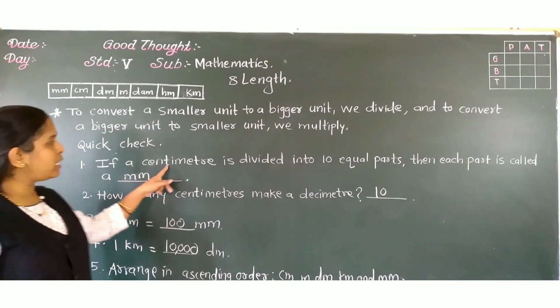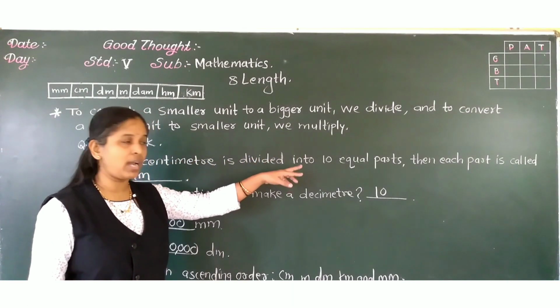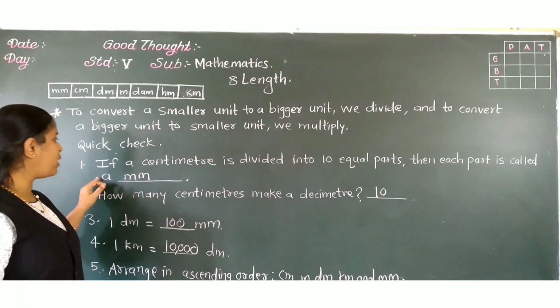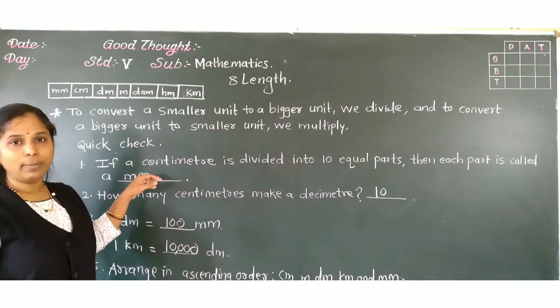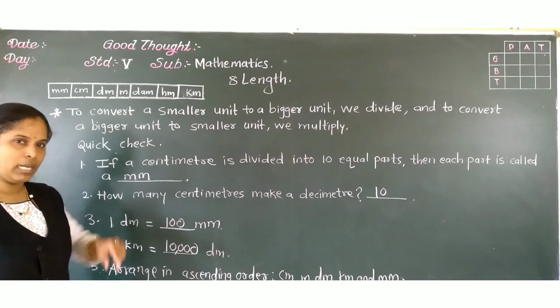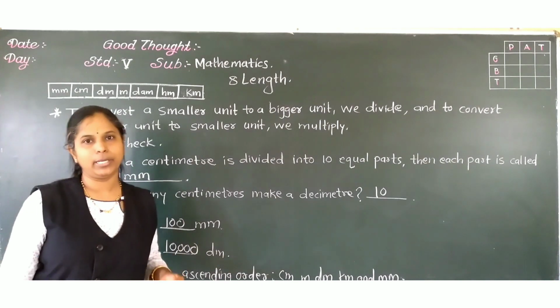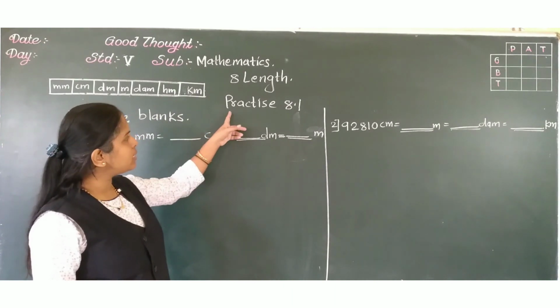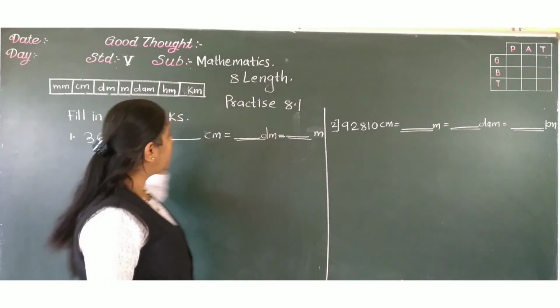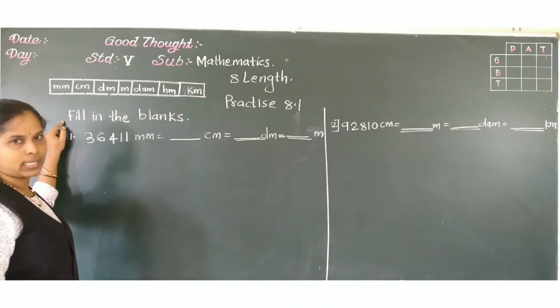If a centimeter is divided into 10 equal parts, then each part is called a millimeter. Each part means 1 millimeter. Like that, 10 millimeters make 1 centimeter. We'll solve practice 8.1. In that, fill in the blanks.